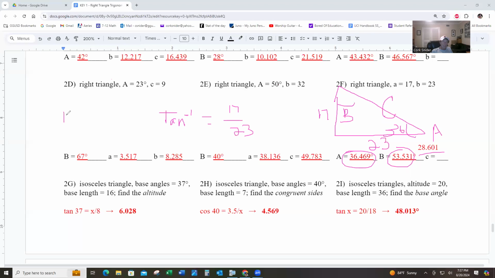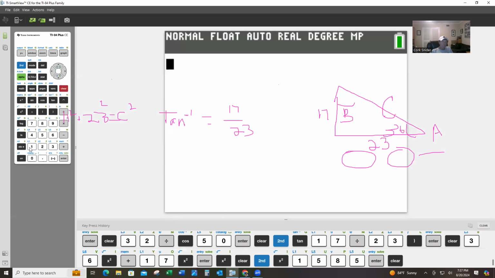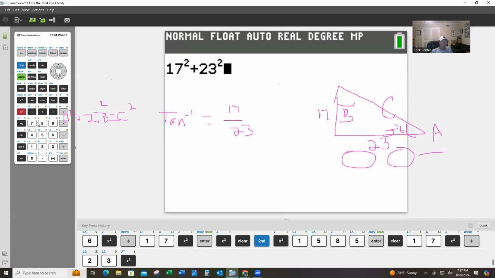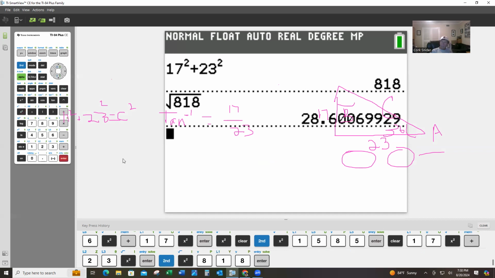All right, try that again. It's gonna be 17 squared plus 23 squared equals C squared. I got the angle number in there. I'm such a fool. 17 squared plus 23 squared square root. Let's try that again. This is live. So we got 17 squared plus 23 squared. We're going to square root that. Second square root of 818. Sorry about that. 28.6. Hopefully you forgive me.